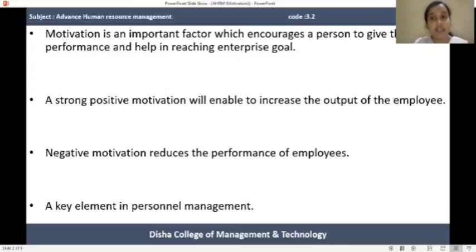If there is a concept of positive motivation, and if there is a concept of strong positive motivation, then only it helps the organization or employees to improve the productivity, to improve the performance, and everything should be done in a perfect, efficient, and effective manner, and the organization is able to achieve its objective in the most effective and efficient manner. So motivation doesn't give a guarantee to improve the productivity unless there is a concept of positive motivation.